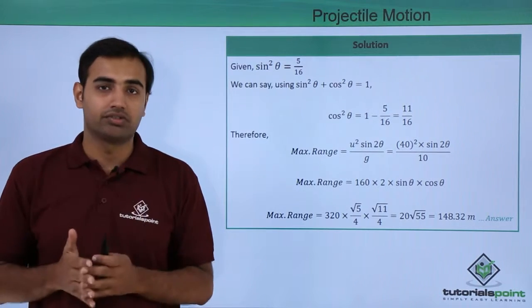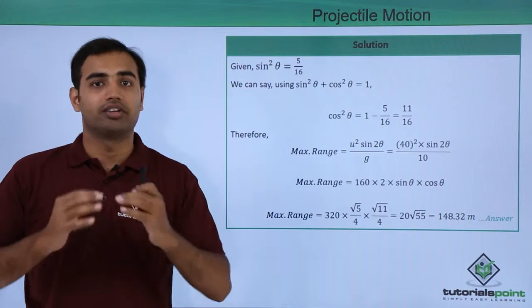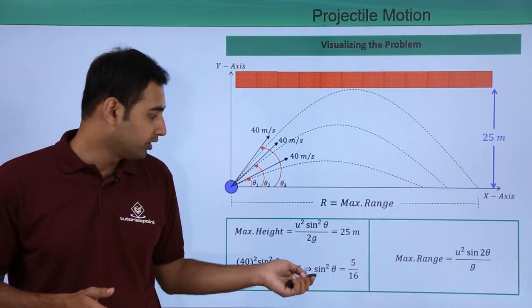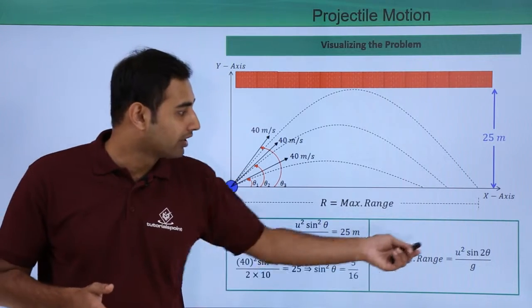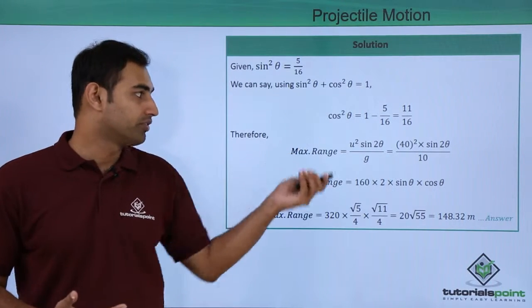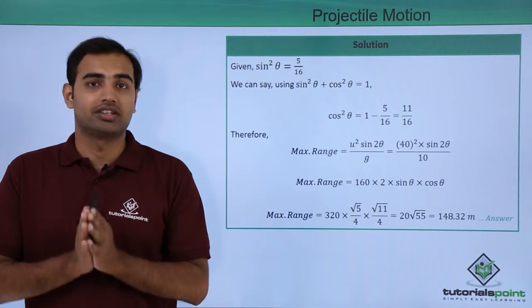The method was very straightforward. We fixed the maximum height value and then we ultimately obtained the value of maximum range. As a student, you can directly proceed right from here by calculating the value of sine theta and ultimately theta and putting that angle in the second expression. But if you want to avoid using a calculator, you can also proceed with this method and ultimately reach the same answer. I hope this method is clear to you.